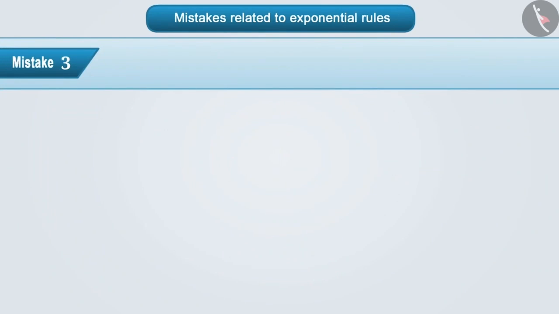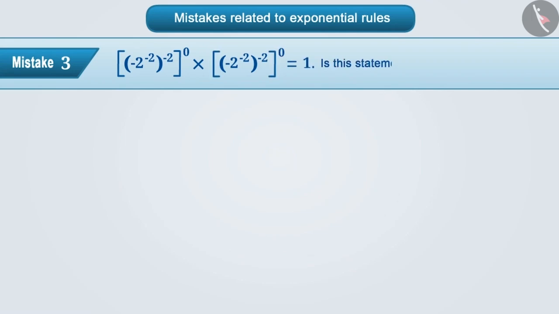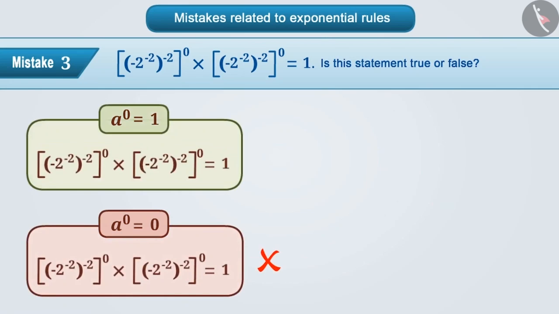Mistake 3. ((-2)^(-2))^0 × ((-2)^(-2))^0 is equal to 1. Identify this statement as true or false. Some children do not know that when the power of a number is 0, its value is 1. They think that when the power is 0, then the value of the number is also 0. Because of this false belief, they understand that the given statement is false, but this is a correct statement.